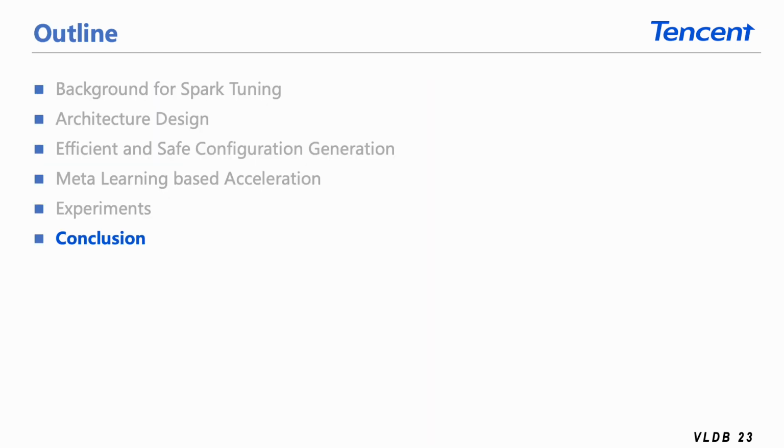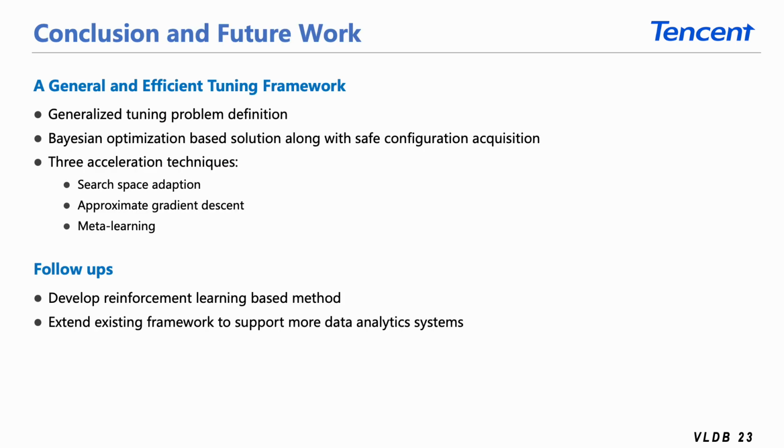Finally, we will end this talk with a brief summary of our main contributions. We present a general and efficient online tuning framework for Spark, which can tune various objectives while satisfying application constraints. To solve the generalized problem, we designed a Bayesian optimization-based solution along with a safe configuration acquisition approach. To further accelerate the configuration search, we developed 3 innovative techniques within Bayesian optimization. The empirical results on real-world production tasks demonstrate its superior performance.